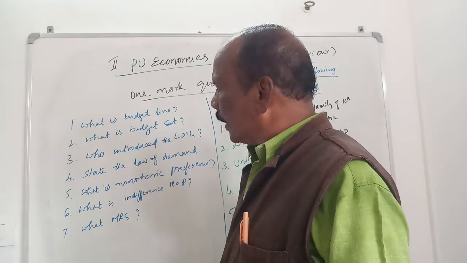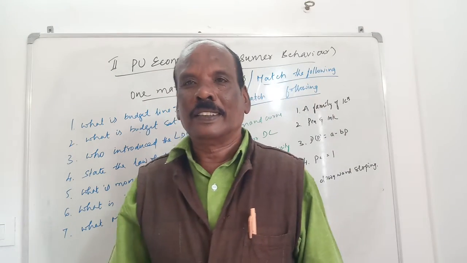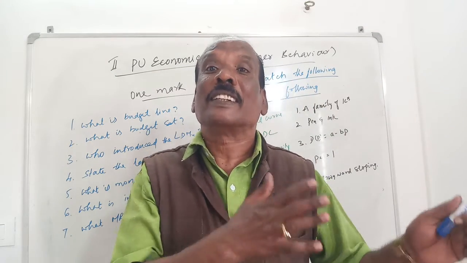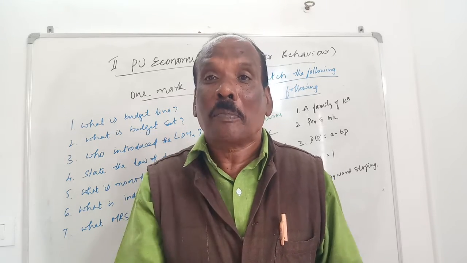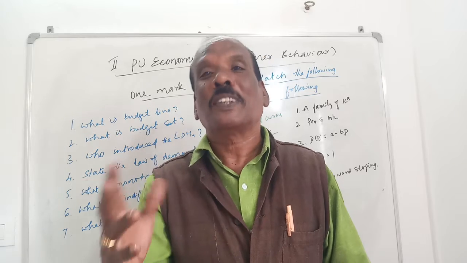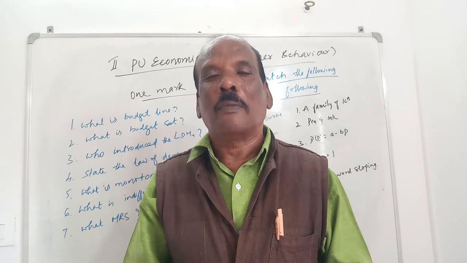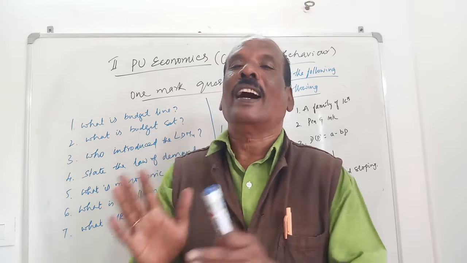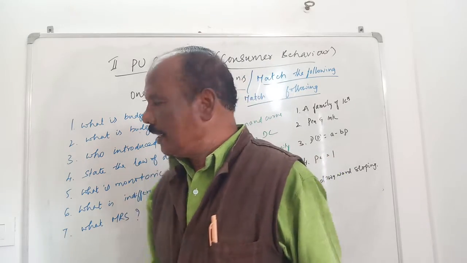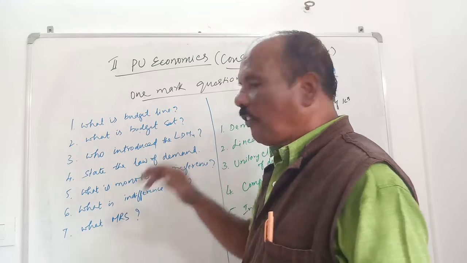Coming to the fourth one, state the law of demand. Ceteris paribus, other things remaining constant, when the price increases, the demand for that commodity falls and vice versa. That means the law of demand tells us the inverse relationship between price and demand. That's all.